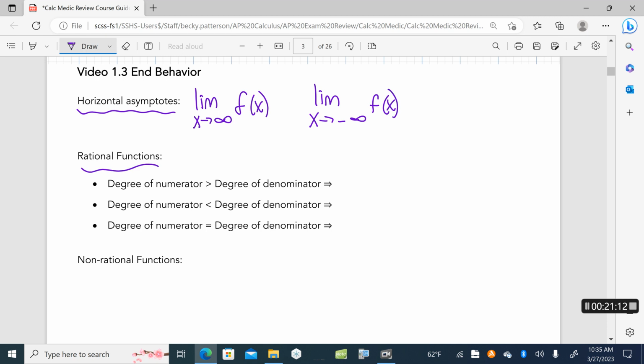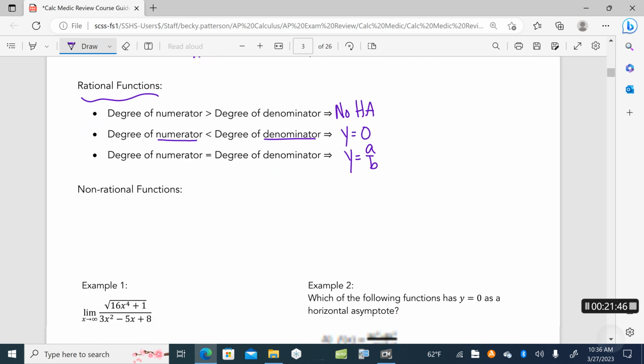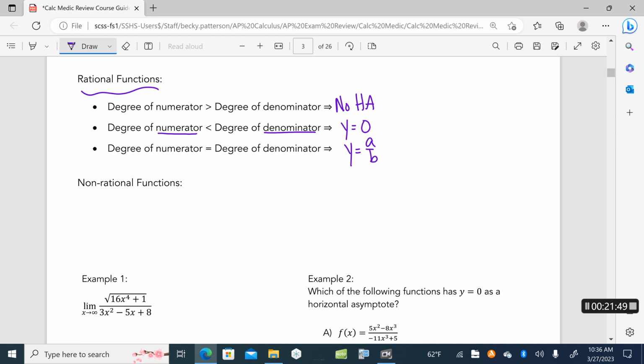Now, for rational functions, you know this from your work in pre-calculus. If the degree of the numerator is larger than the degree of the denominator, in other words, if the top degree is bigger, then there is no horizontal asymptote. If the degree of the numerator is smaller than the degree of the denominator, or the bottom is bigger, then you know the horizontal asymptote is y equals 0. And if the degrees are the same, the horizontal asymptote is y equals a over b, where a is the leading coefficient of the top and b is the leading coefficient of the bottom. Now that's if it's a rational function. If it's not a rational function, then you need to think about how things are growing.